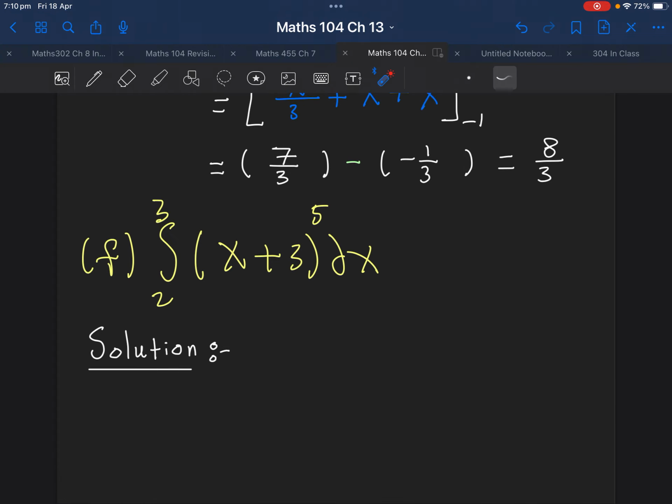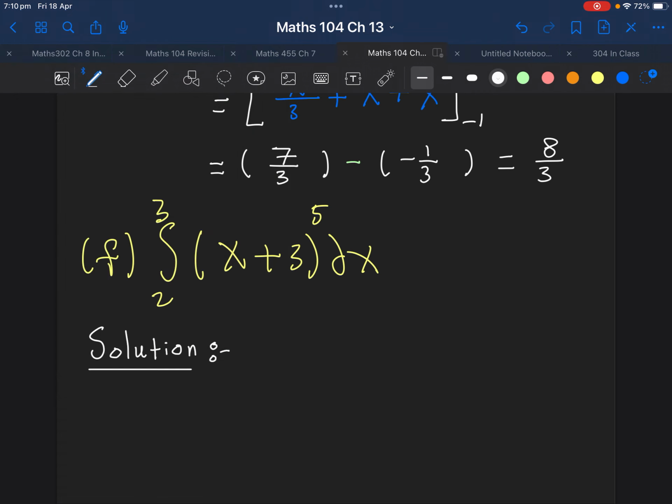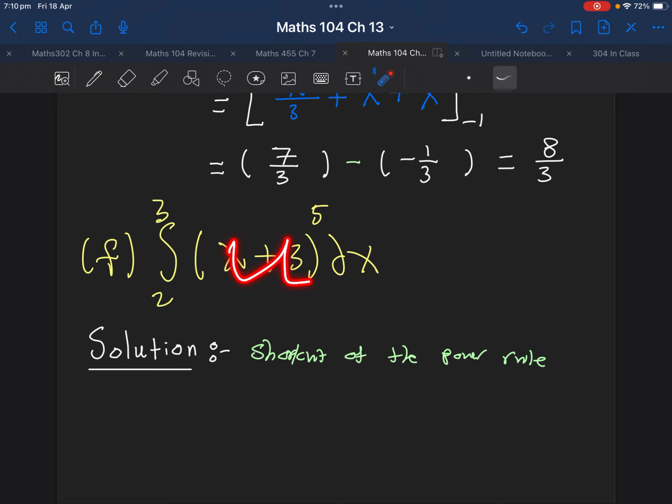Next question. For the next question, we will use the shortcut of the power rule. So just let me write it down for you here. Shortcut of the power rule. What is the shortcut for the power rule? If this is u, what you need to do, you just need to add 1 and divide by the new number.